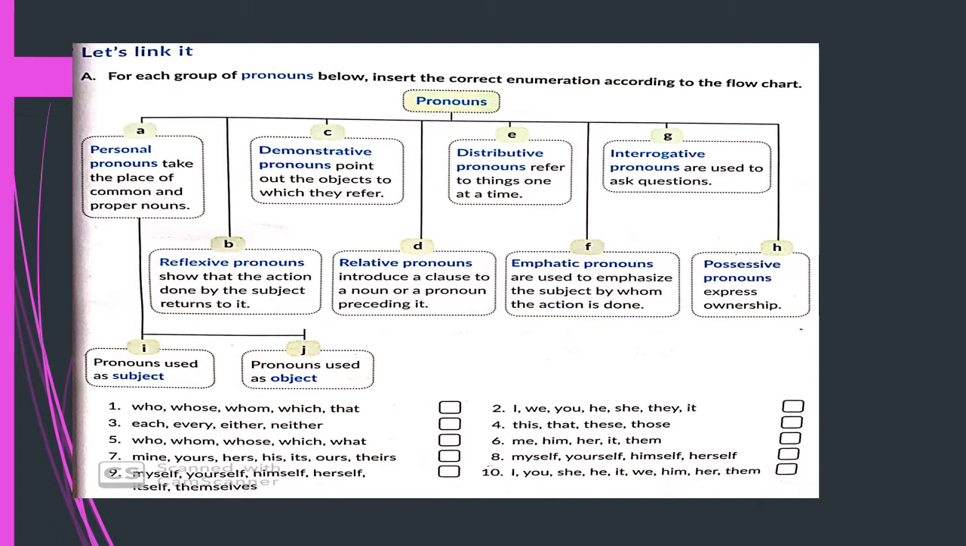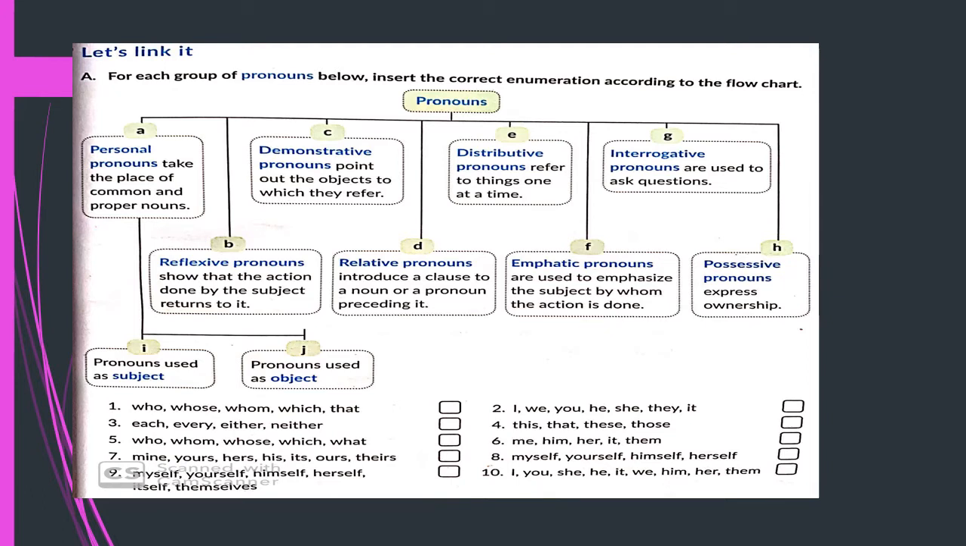I, we, you, he, she, they, it. Personal pronouns, because these are used in place of common or proper nouns. Each, every, either, neither. These denote particular things or one thing at a time, which is the characteristic of distributive pronouns. This, that, these, those, pointing out something. Hence, these are demonstrative pronouns.